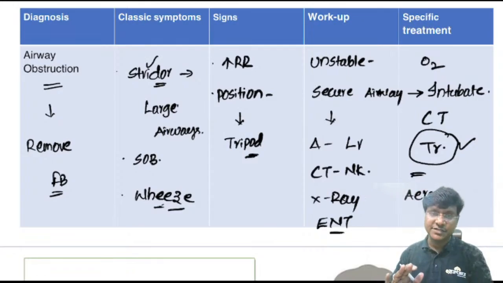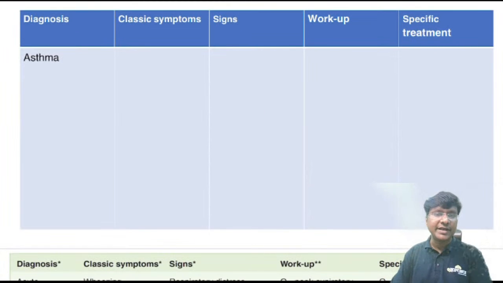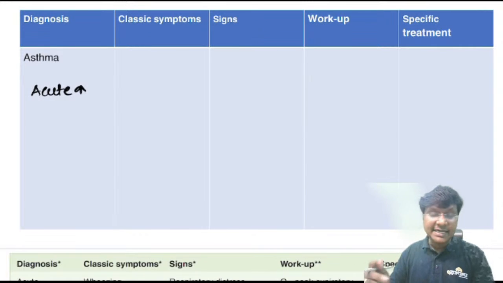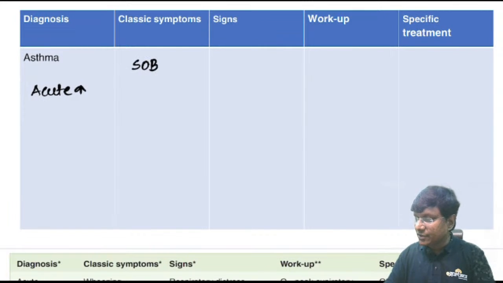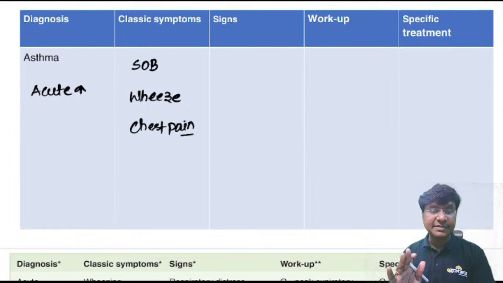After airway obstruction, another important quick recap is about asthma, specifically acute exacerbation of asthma. Those patients can present with sudden onset dyspnea. Along with the sudden onset dyspnea, the individual will also have wheeze and chest pain. This will be the classic symptomatology in case of acute exacerbation of bronchial asthma.